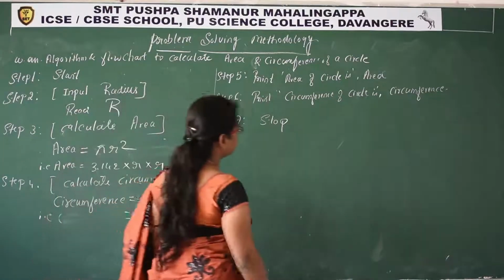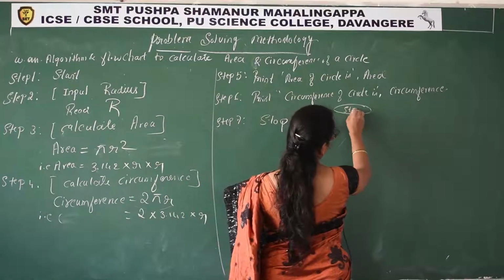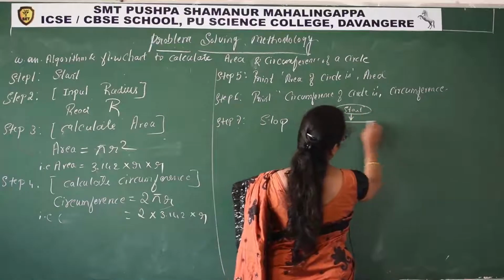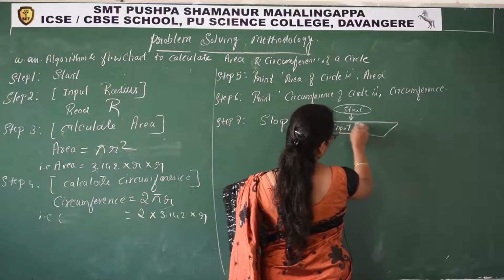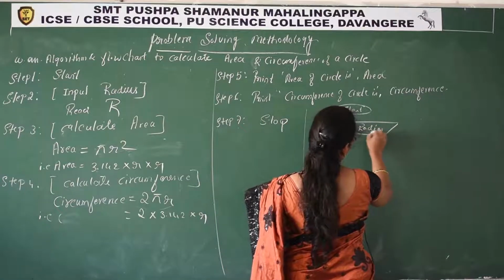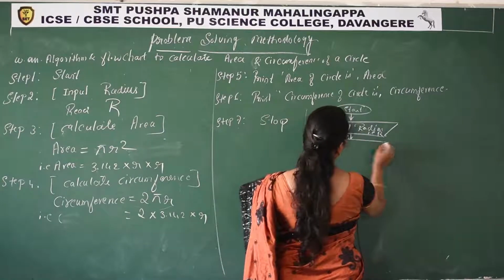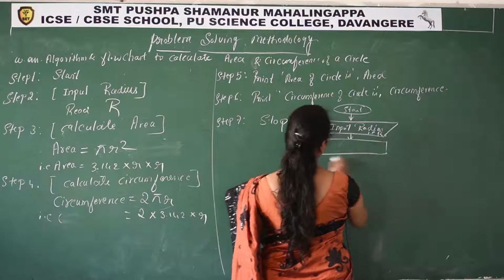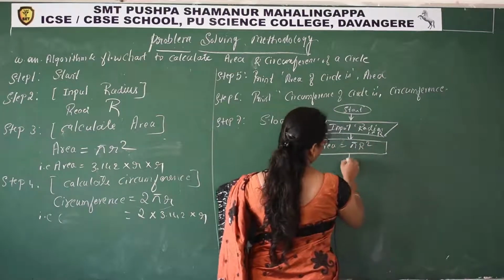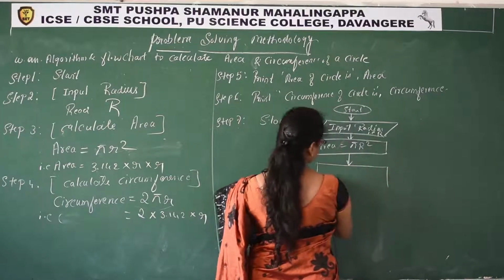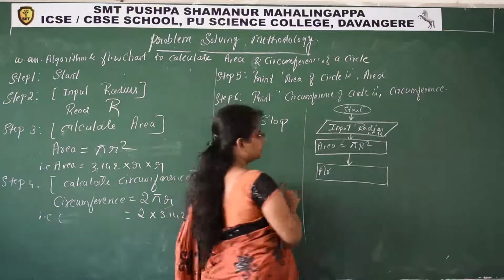A flow chart. I'll write the flow chart here. Start. Input radius, that is r. Now the calculation part. Area is equal to pi r square. One more calculation part. Area is equal to, symbols, you must write symbols properly.